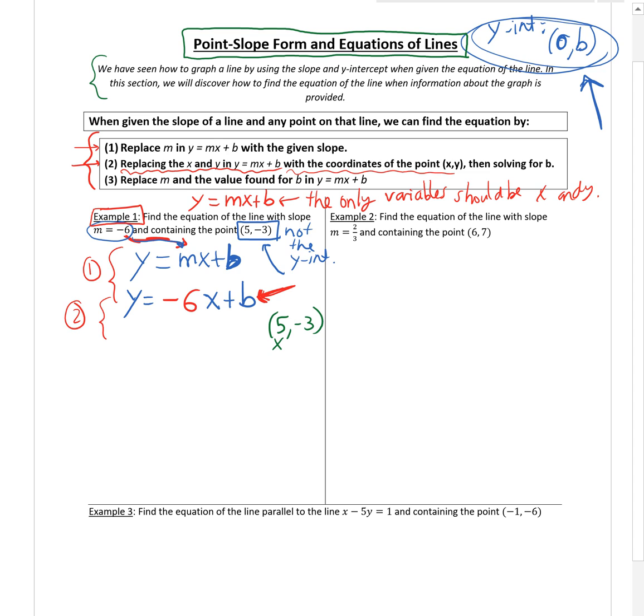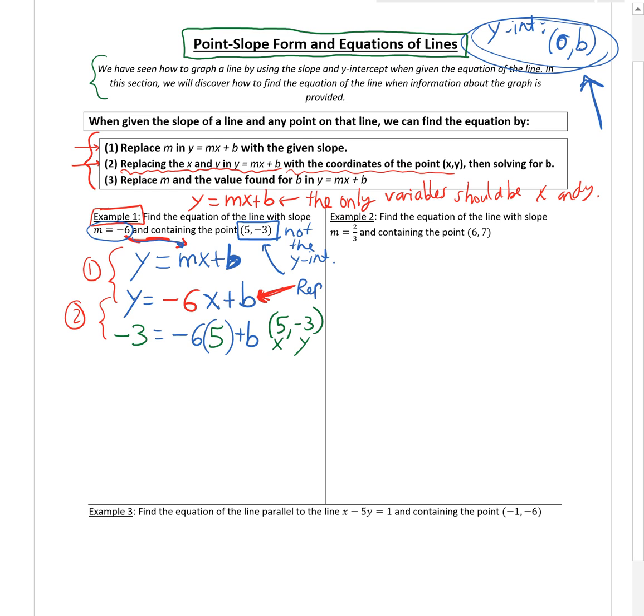So 5 is x and -3 is y. Like it says, I'm just going to replace those values. If y is -3 and x is 5, I should be able to replace those guys and leave everything else the same. -6 times that. B is the thing we don't know.